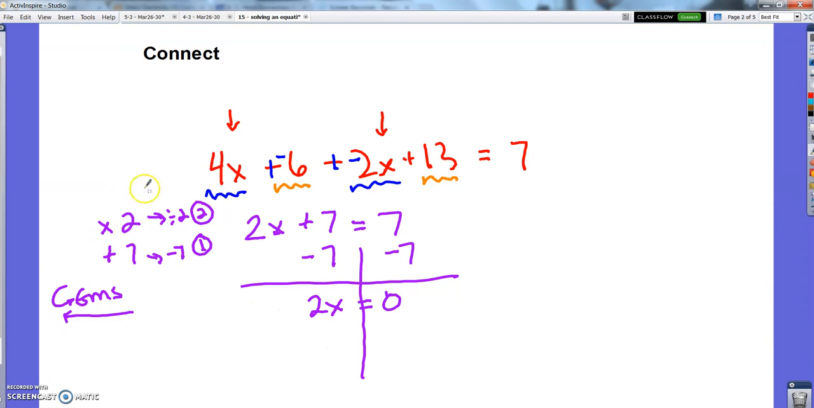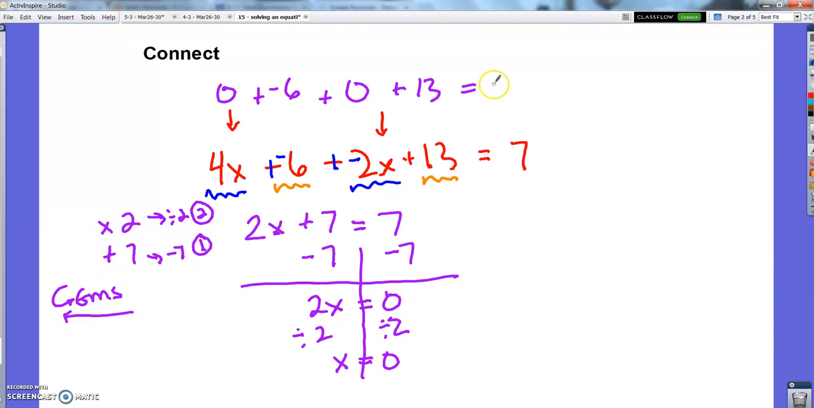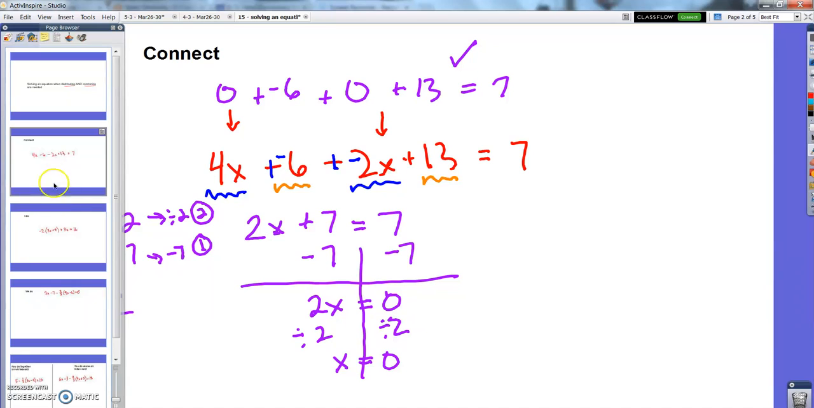But if I really follow my steps thoroughly, my last step is to divide by 2 on both sides, and I get x equals 0. And if I were to go back and check that up here, 4 times 0 is 0, plus negative 6, plus 0, plus 13 does in fact equal 7. That is correct. All right. So we've done ones like that.